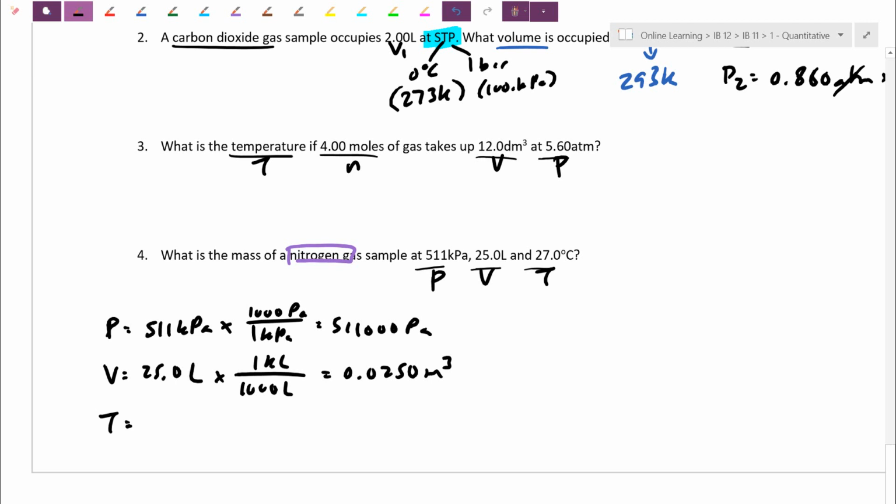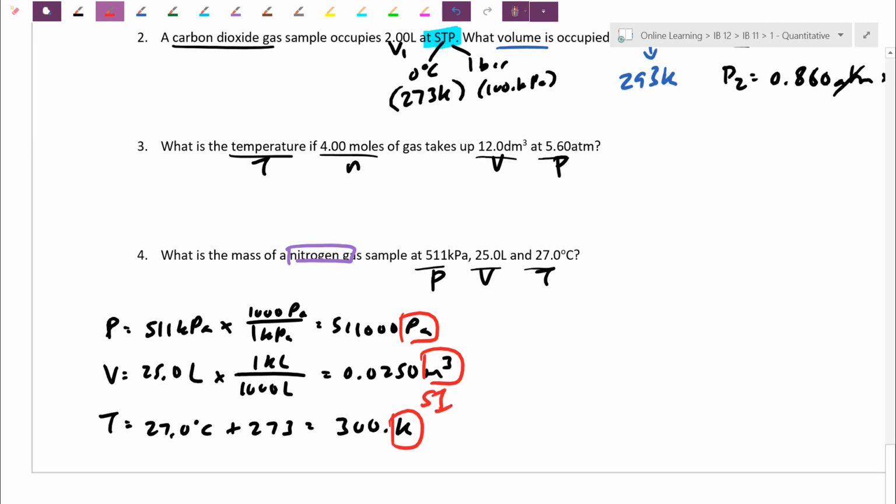Temperature here, again, they gave me the centigrade temperature here, 27 degrees. I want to add the 273. You can do the 0.15 if you like. 27 plus 273 gives me straight 300 Kelvin here. Again, because we're not setting up a ratio, it's taking a little bit of work. Put everything back into the SI units. Put everything back into the correct units before you actually punch it in.